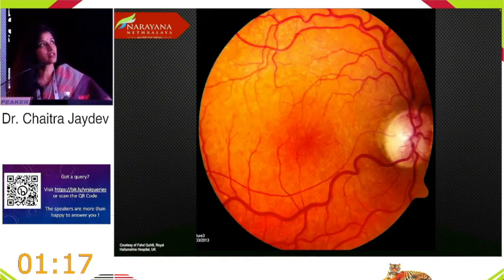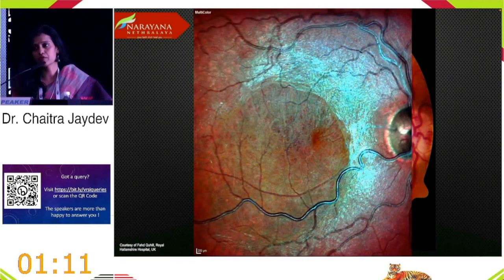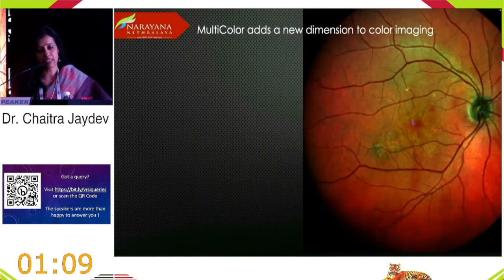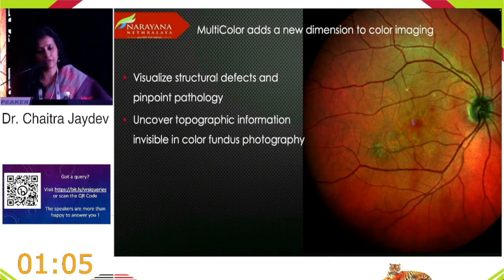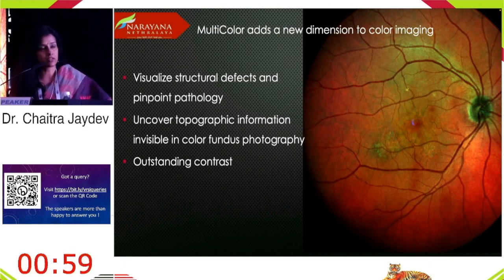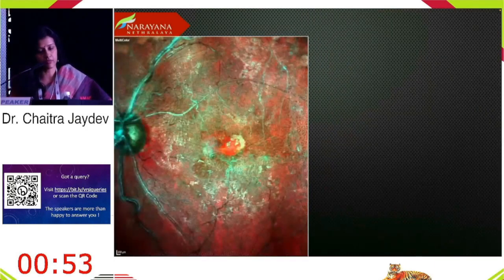So this is a very interesting image. This is just a color photo. If you look at the multicolor, it's the same eye, same retina. Look at the amount of information you can get. It's really fantastic. It adds a new dimension to color imaging. You can visualize structural defects. You can uncover topographic information that's not seen on color fundus photography. Outstanding contrast, as you saw in all these images. Discrimination of structures is possible. Increased comfort and reduced examination time.